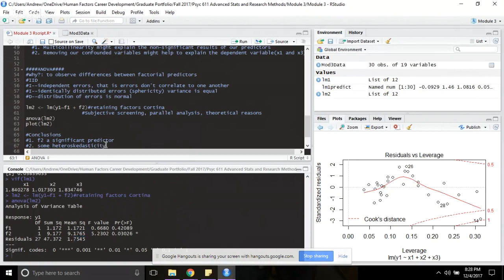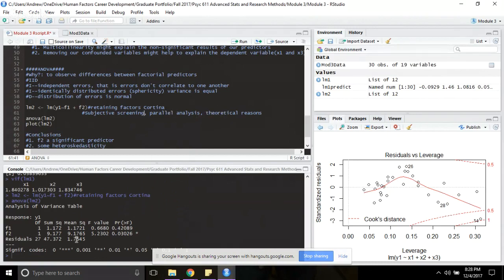So Cortina talks about, in one article that I had read, removing or retaining factors, and reasons to retain or remove factors might be subjective reasons, just by looking through and deciding which one doesn't fit. That's the least scientific method. Then parallel analysis, and then theoretical reasons.